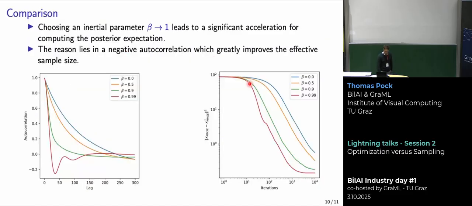So here's just a simple graphic that shows that when we compute the MMSE for an inverse problem, the higher the relaxation parameter used, the faster we get convergence. And the reason for that is when you look at the autocorrelation of successive samples, it turns out that the autocorrelation is even sometimes negative, and this improves the effective sample size. And then we know from the approximation that we can get better estimates.